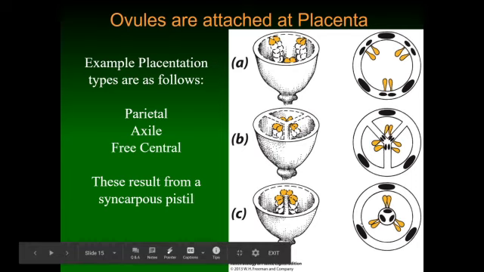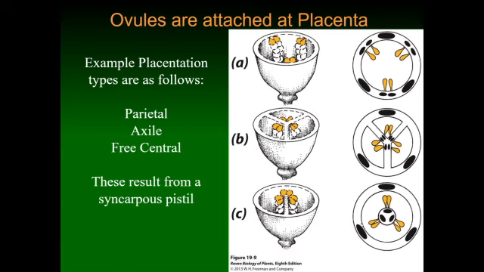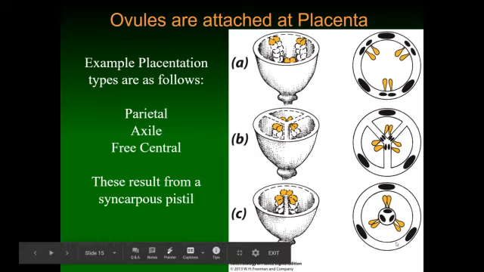Then the last one, which is a little bit uncommon, is free central placentation. I tried to think of a good example. There's something that we eat that has free central placentation, but I can't think of it right now. It'll come to me later. But with free central placentation, these are all fused together and the cross walls have been lost. So instead, all the seeds are on a post in the center.